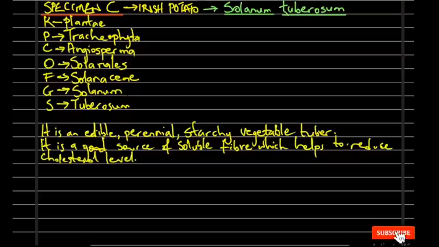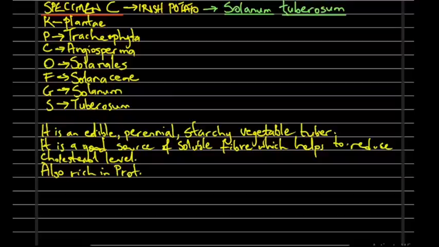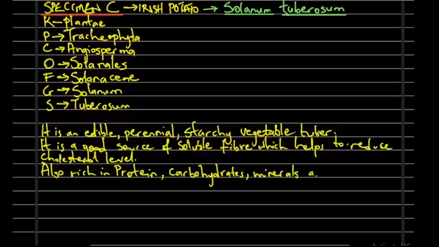It is also rich in other nutrients. We have a high amount of protein in it. It has carbohydrates. It has minerals and vitamins. These are very important things that we need to understand about this particular crop.